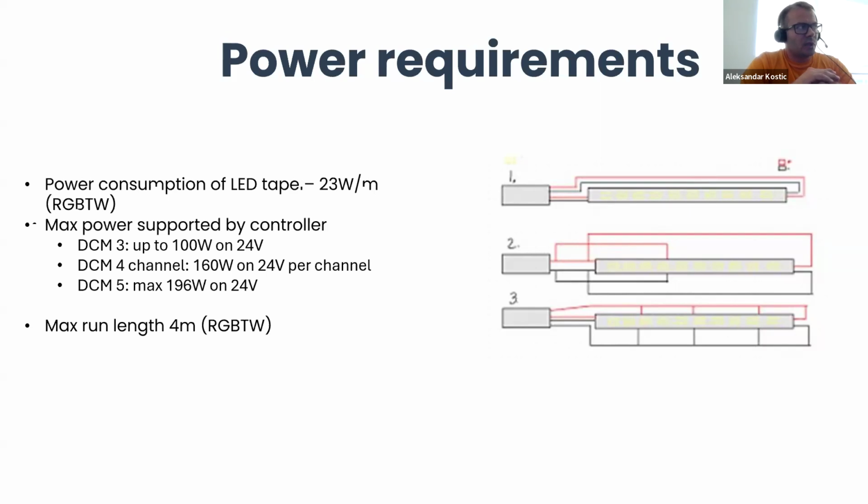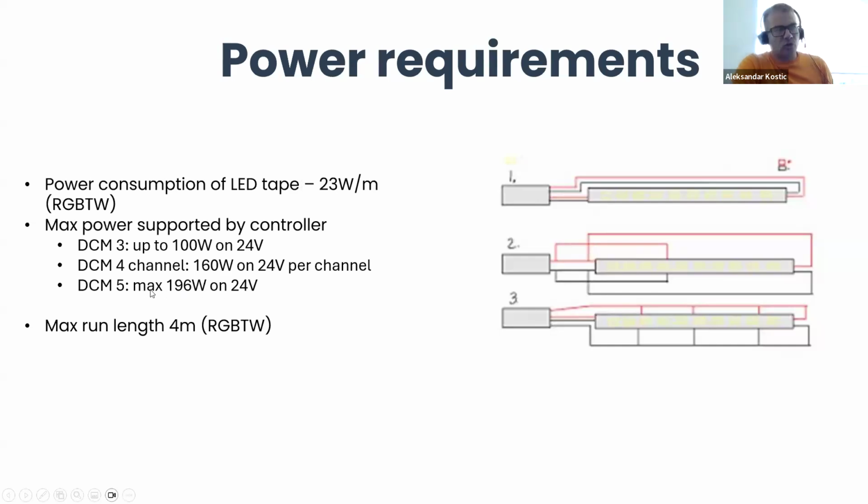Beside that, it is important to know the limitation of each controller. Each controller has a maximum power which it can provide for connected LED tape. For example, for DCM3, it is 100 watts. For DCM4, it is 160 watts per channel. And for DCM5, it is 196 watts. So always keep in mind that LED tape connected to a single controller cannot exceed the maximum power available from that controller.